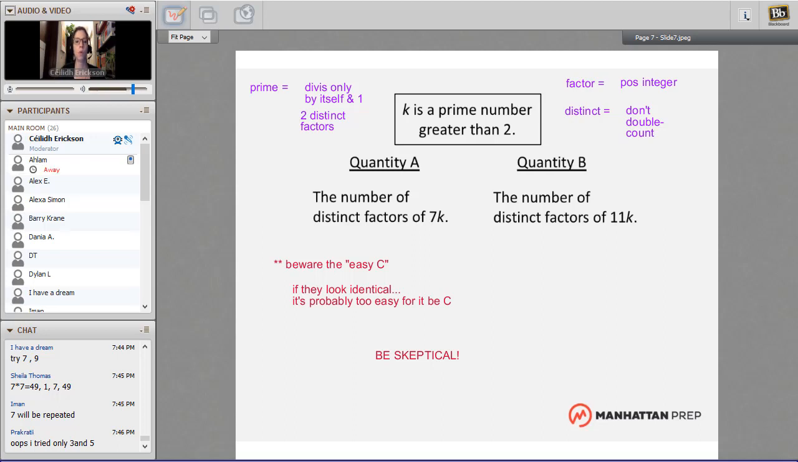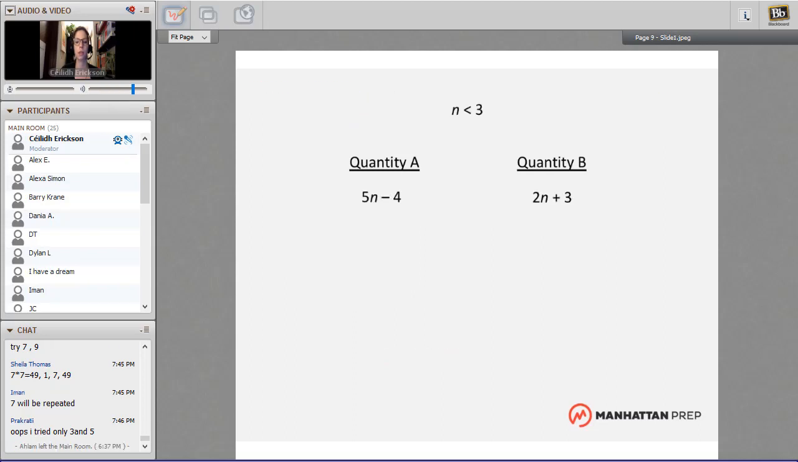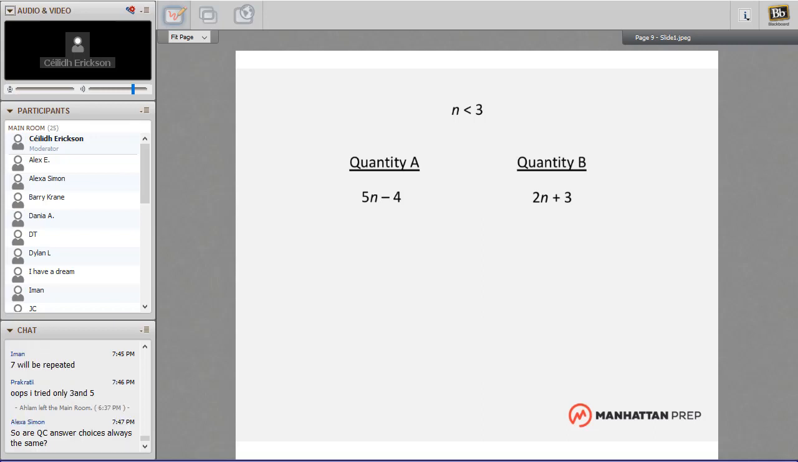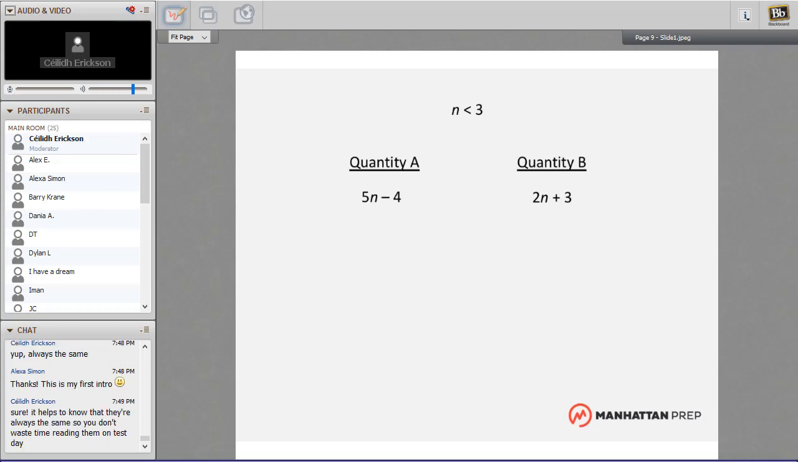Cool. One more cool thing I want to show you on QC. Give this one a try and then we'll discuss. Take 20 more seconds.